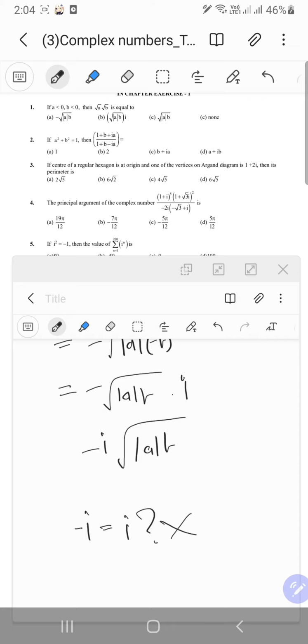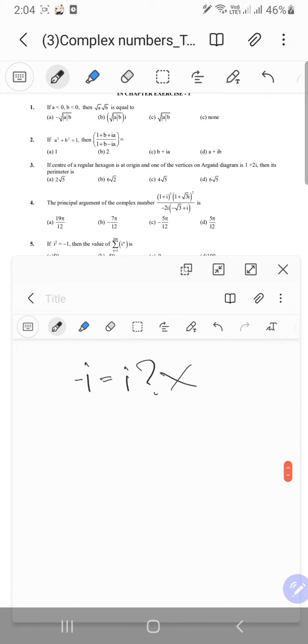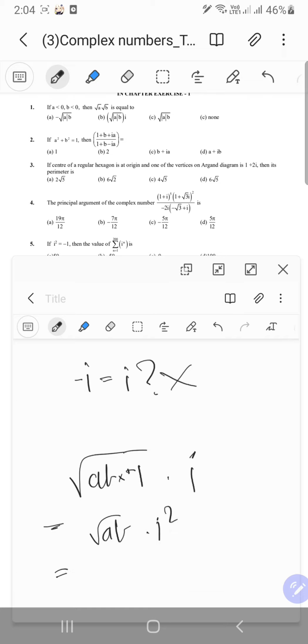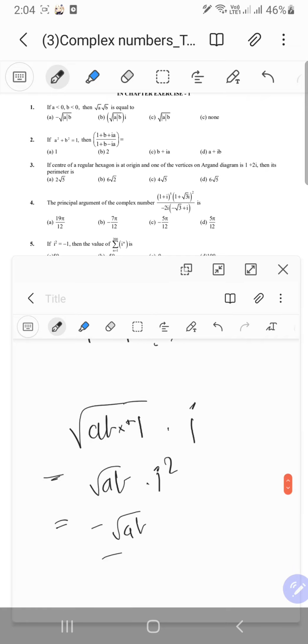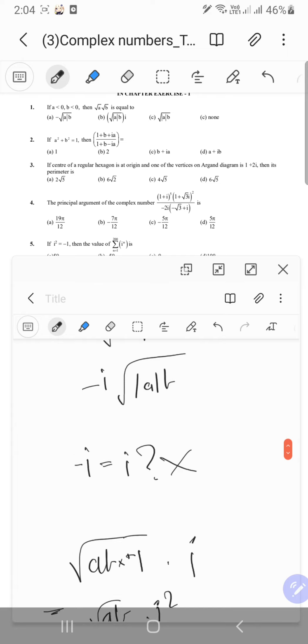Well, let's see. What would square root of mod a times b be? So it's going to be square root of ab times negative 1, right? And that thing times iota, so this would be square root of ab times iota, which is like iota squared. So that would be negative square root of ab as well. So in both cases we get the same thing, but then why can't I convert this thing into that thing directly?